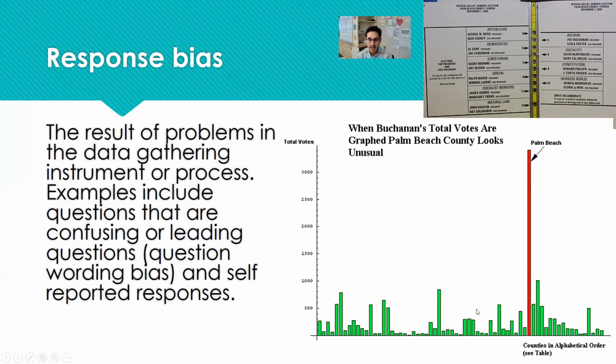And so when you go back and look at the data, right, and you look at the number of votes that Pat Buchanan got from Palm Beach, he got an astounding number of votes from Palm Beach County. This would be considered an outlier, right? And the reason why is because probably a lot of people intended to vote for Gore and they punched the wrong hole. They punched the hole for Pat Buchanan. Okay, so there was definitely a flaw in that data gathering instrument, or that butterfly ballot.